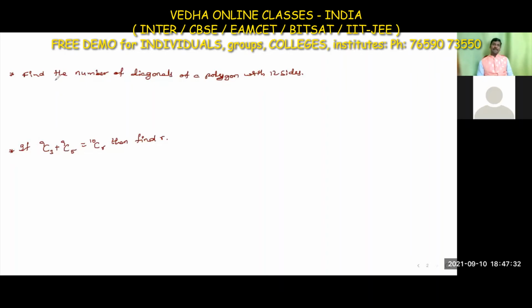Now, find the number of diagonals of a polygon with 12 sides. Here we have a polygon. How many sides are there? Number of sides n is equal to 12. What are we going to find? We are going to find the number of diagonals.